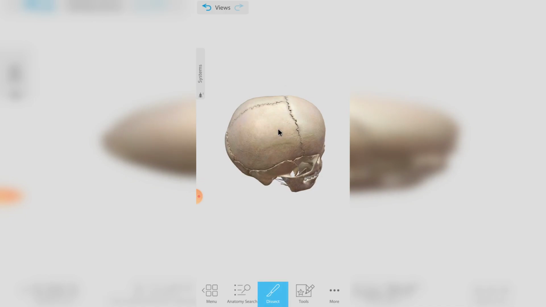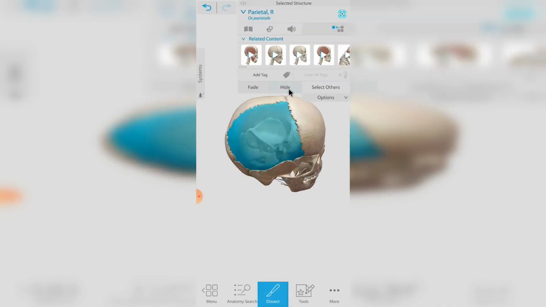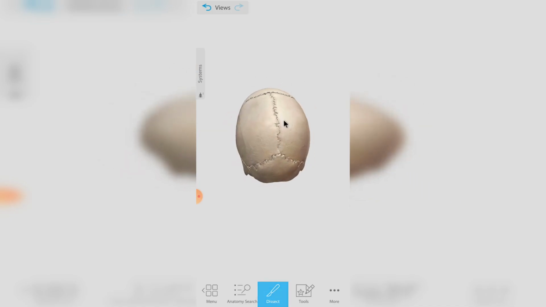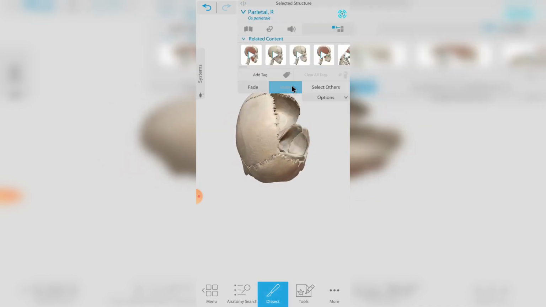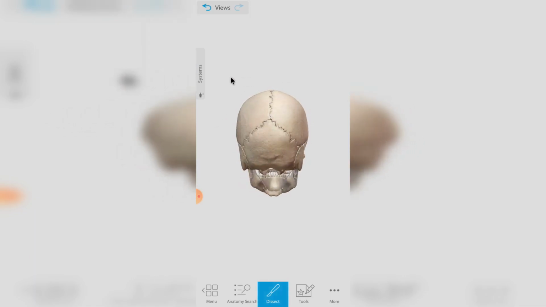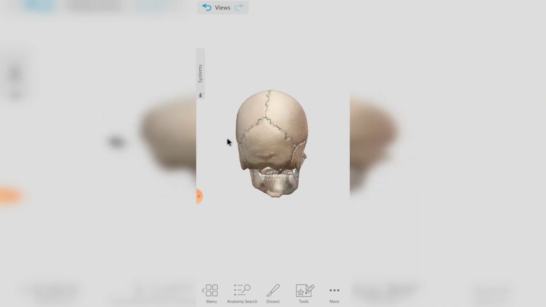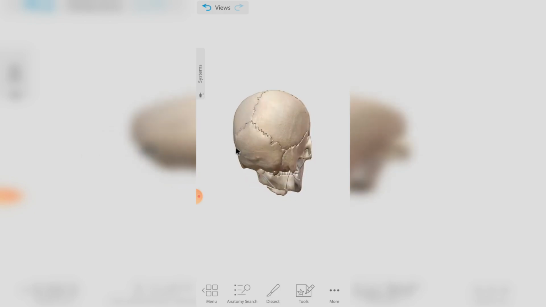Just posterior to it are the paired parietal bones. The parietal bones are two in number, the right parietal bone and the left parietal bone. After this, we discuss the occipital bone. The occipital bone is the posterior most bone. It covers the posterior aspect of the brain and it is present just above the neck.